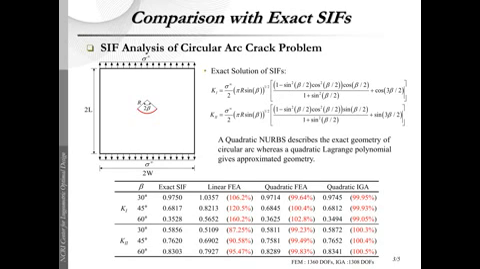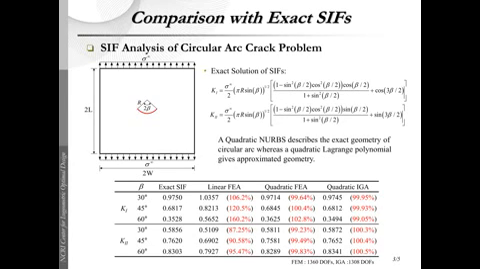This slide presents a numerical example of stress intensity factor analysis in a circular arc crack problem. The exact solutions of stress intensity factors K1 and K2 are given. Note that the quadratic NURBS describes the exact geometry of the circular arc. However, the Lagrange polynomial represents the approximated geometry, which gives us an inaccurate definition of the crack tip local coordinate system.